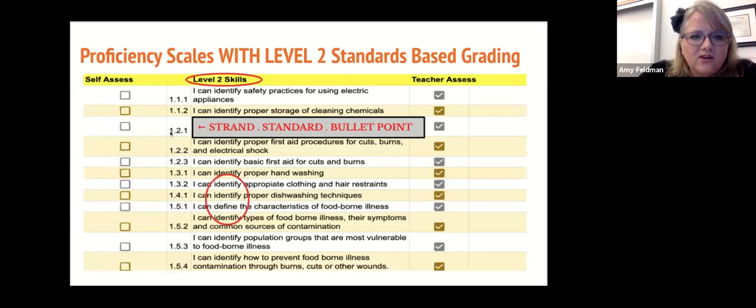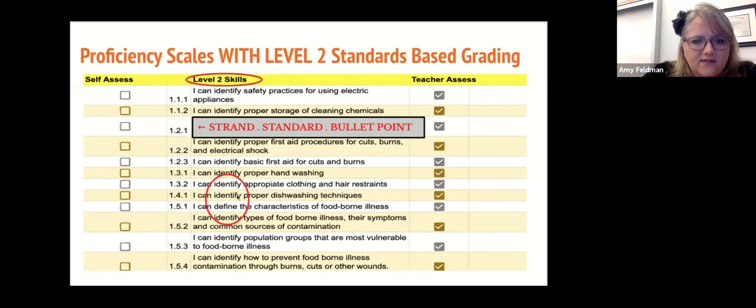Okay, so as I create my proficiency scales in Google, I have that title, I have my unit 1, and then I break it down into each level, okay? So if you notice, these numbers are only for my benefit. This means strand 1, standard 1, bullet point 1. Strand 1, standard 2, bullet point 1. Okay. And this is all the level 2 stuff that's in my strands and standards.